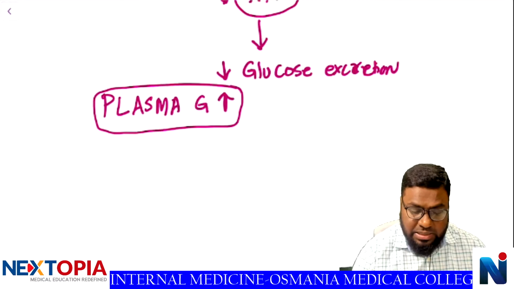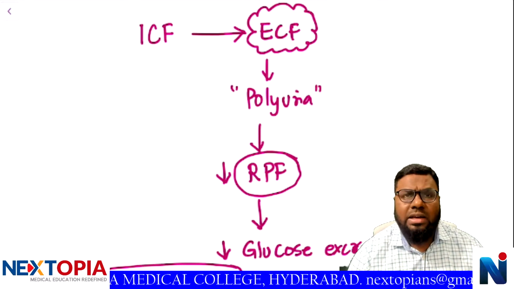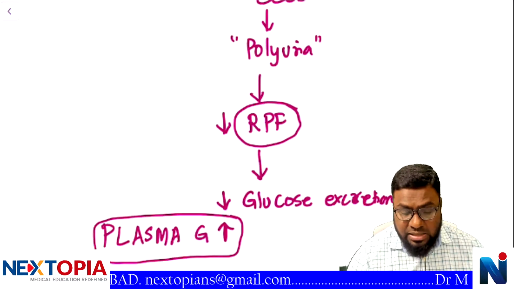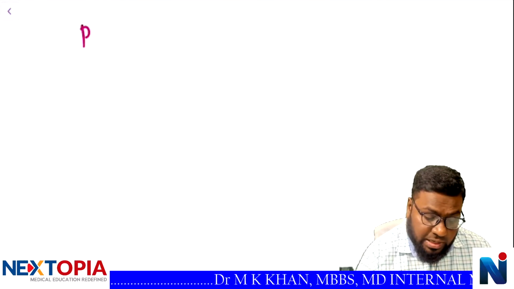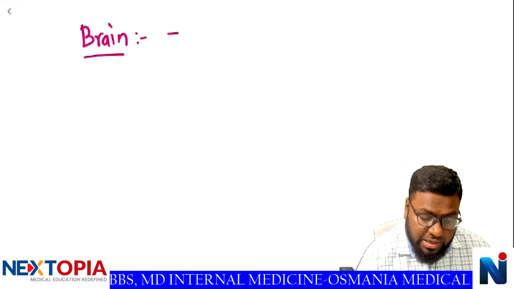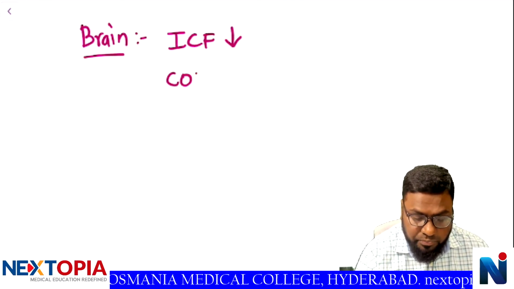What will happen in the brain is, in the skeletal muscle and other tissues of our body, if intracellular fluid is reduced, it will not have much effect as compared to the effect on the brain. So in the brain, if there is the slightest decrease in the intracellular fluid, patient will develop coma.